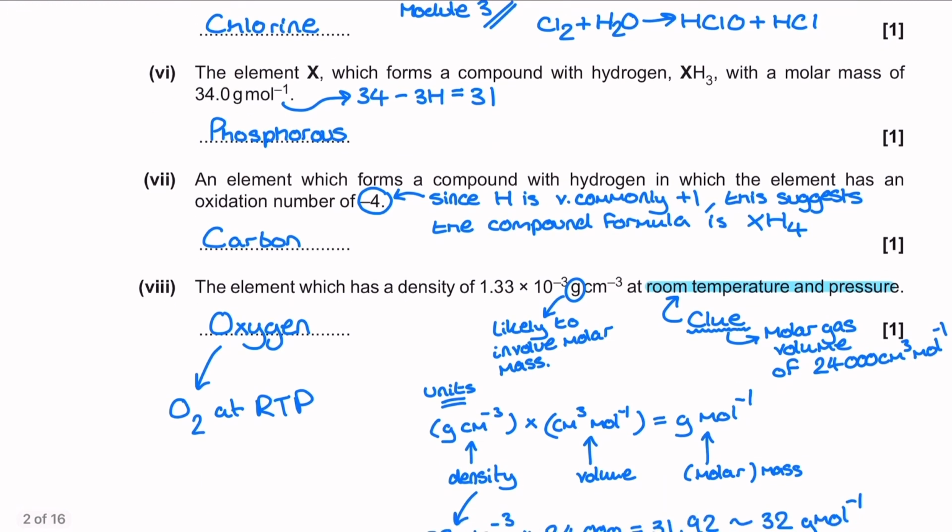Next up, an element which forms a compound with hydrogen, in which the element has an oxidation number of -4. This one's quite tricky. Since hydrogen is very commonly +1, I know we talked about it being H-1 further up in the same question, but since it's very commonly +1, this suggests the compound formula is XH4, because to counteract the 4 H pluses, your element would need to be -4. And so I'm going to estimate here that the formula is XH4.